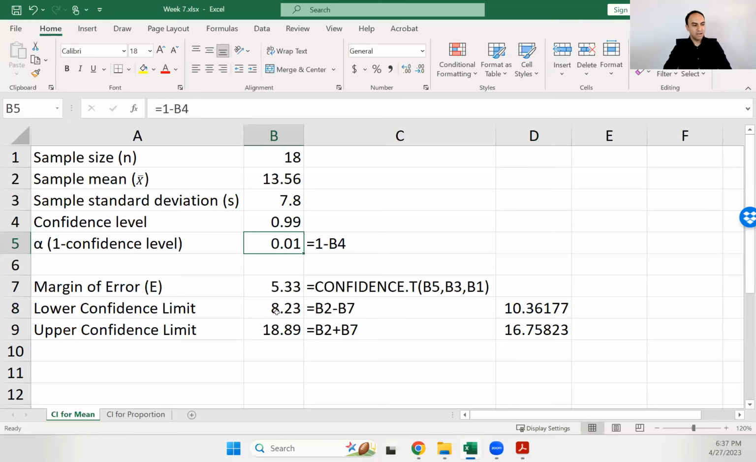Look at the range right now. It's from 8.23 to 18.89. That's such a wide range, which may not be that informative. If you go to your manager and say, oh yes, that range is between 8 and 18, the question is, is it closer to 8? Is it close? This is such a wide range. How do I make a decision?